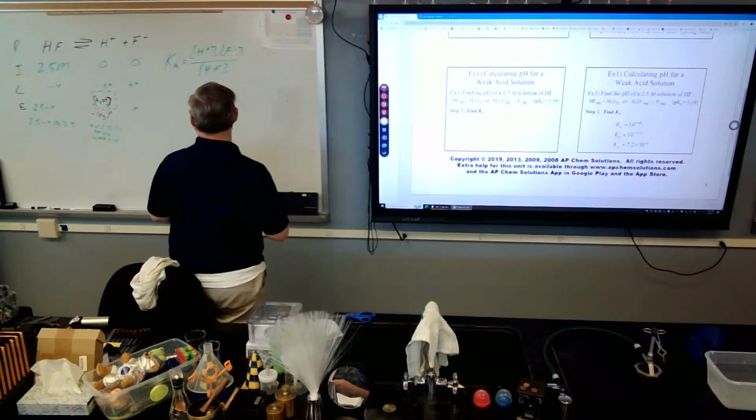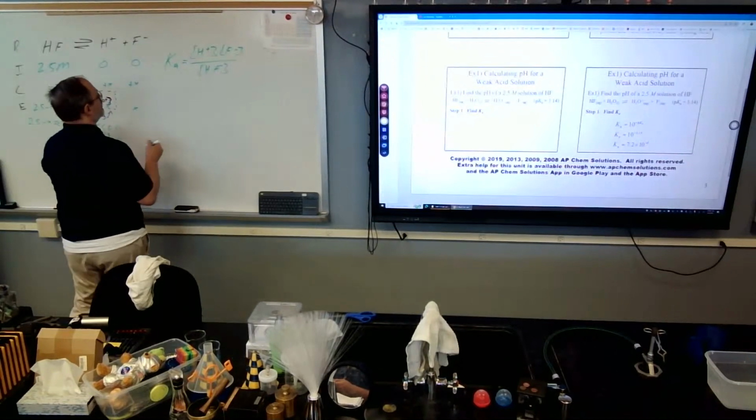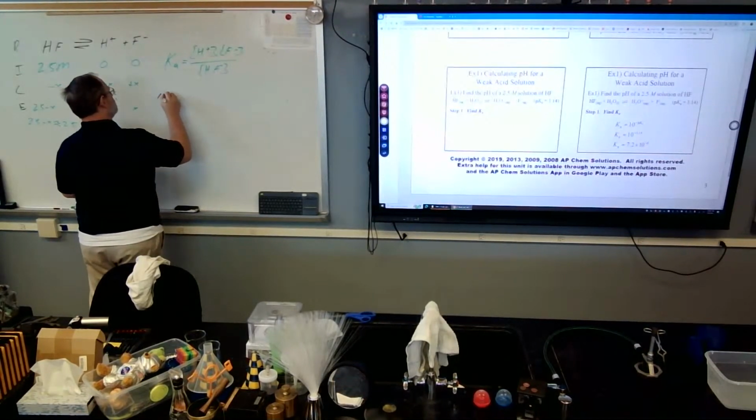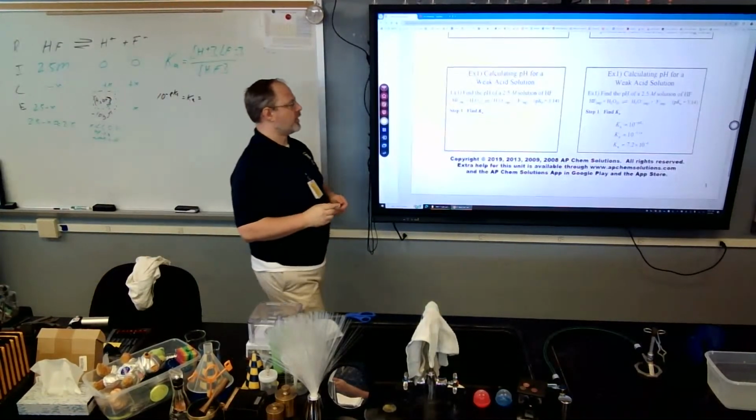Go for it. So calculate the Ka. I know it's on the board. Get the practice of calculating it. See if you get the same thing.